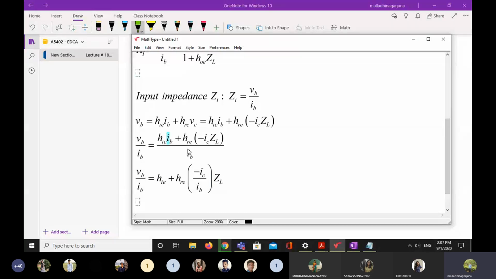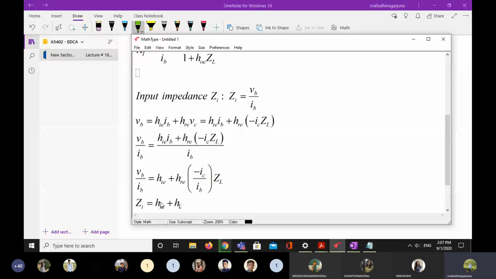Okay, so IB cancels here in the first term, since IB is in both the numerator and the denominator. In the second term, I am writing minus IC by IB, and the remaining two factors I am writing as usual. So VB by IB I can write as ZI, because according to the definition, VB by IB is nothing but ZI.